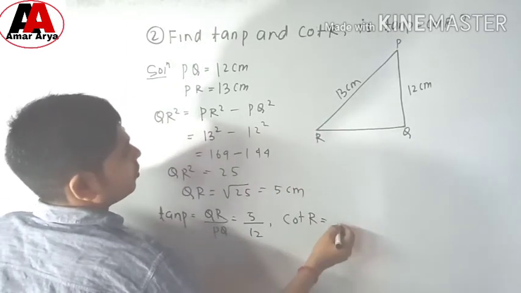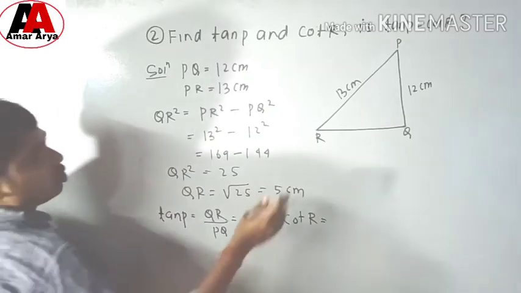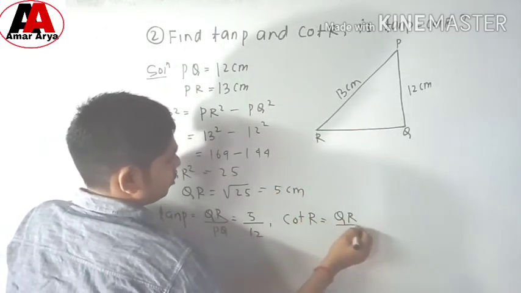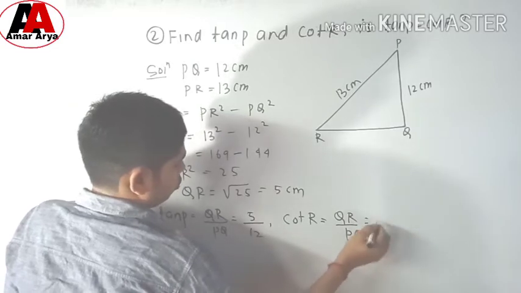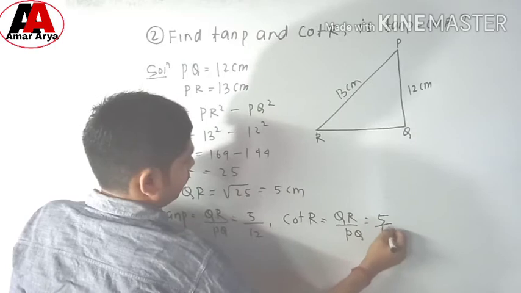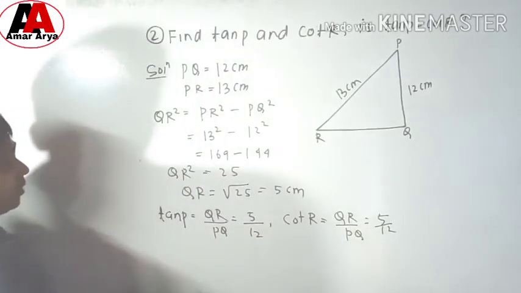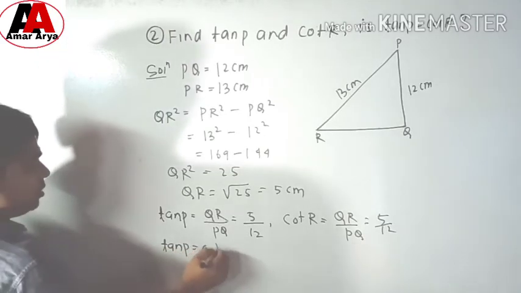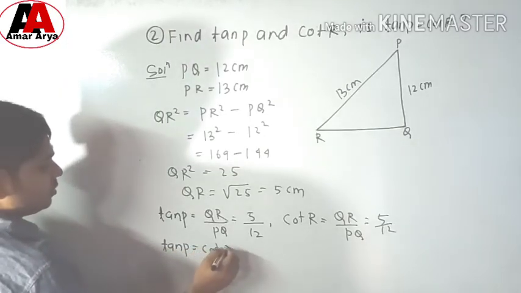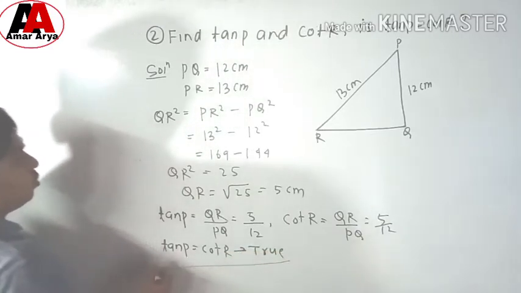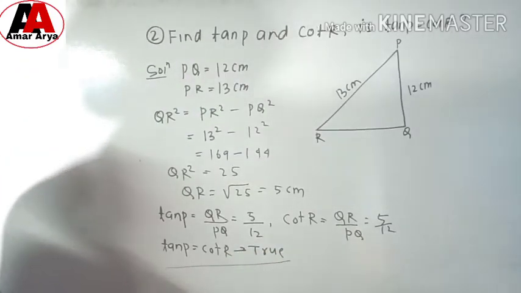So we can write here what? Cot R means the adjacent side by the opposite side, means QR by PQ. So QR we can write here 5 by 12. So we can write here tan P equals to cot R. Yes, this is right, this is true. So this is the answer.